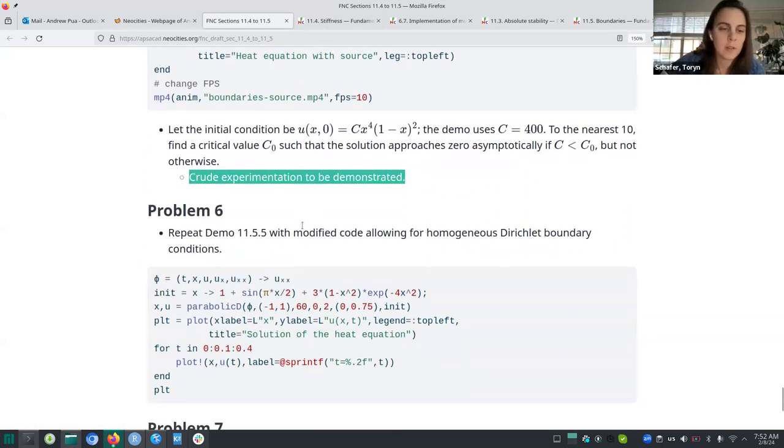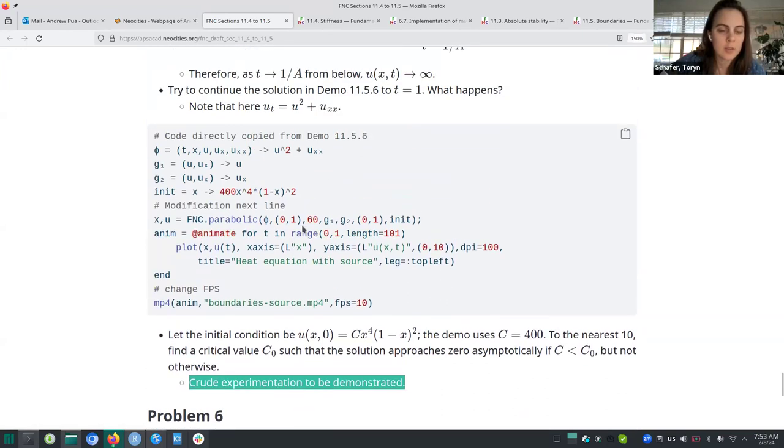Okay, and yeah, I have a question about that. If you do, have we seen how to, I don't know, like in R I would use paste to make that MP4 name. Have we seen the equivalent of something like that?